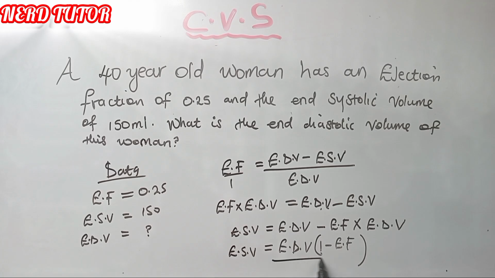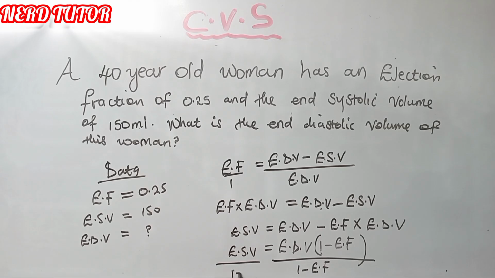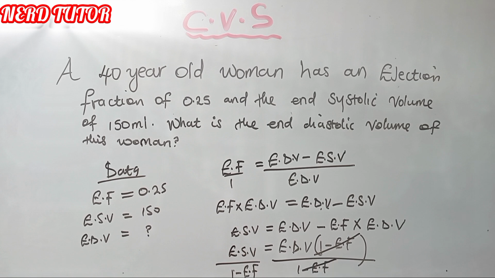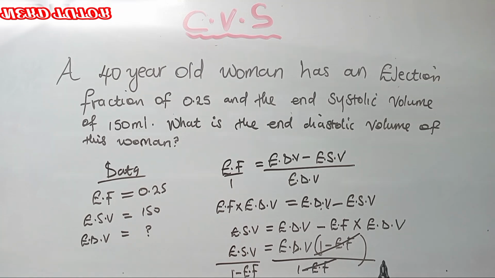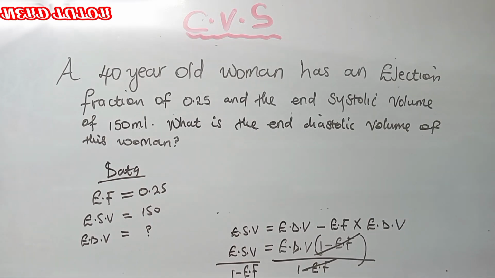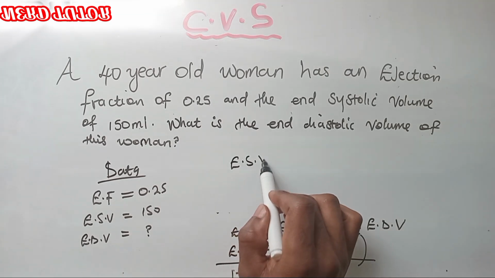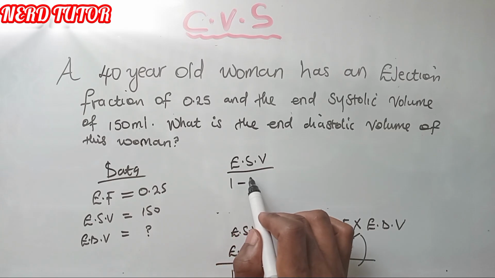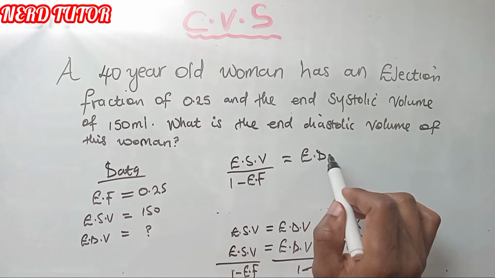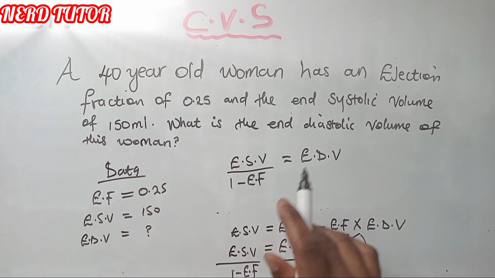So what do we do? We just divide by 1 minus ejection fraction. Even this side, 1 minus the ejection fraction. Okay, so this side will divide, this side will divide. So what we are now going to remain with here is this. We're going to say end systolic volume over 1 minus ejection fraction will now be equal to the end diastolic volume, because these two, they divided. Okay, so this is now what we are having here.